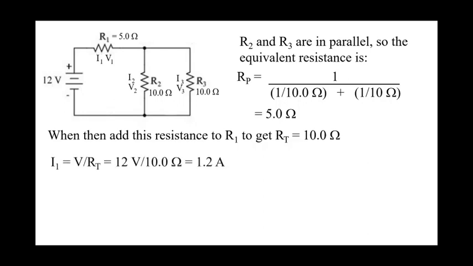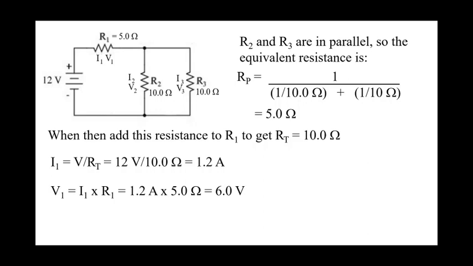We can then find the current coming from the power source, what we would call I1, and that would be the voltage from the source divided by the total equivalent resistance, so 12 volts divided by 10 ohms, which gives us 1.2 amps. Now again, we have a couple of different ways that we could proceed. One way is to calculate V1 by taking I1 times R1, so 1.2 amps times 5 ohms, which gives us 6 volts.